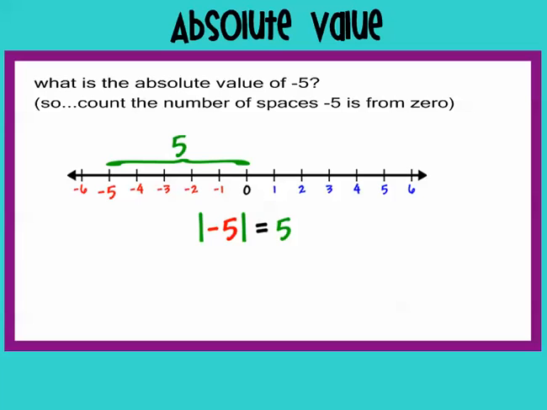What is the absolute value of -5? Well, we're going to do the same thing that we did when considering the absolute value of +4. We're looking at the spaces between 0 and -5. And you'll see that there are 5 spaces. So the absolute value of -5 is 5.